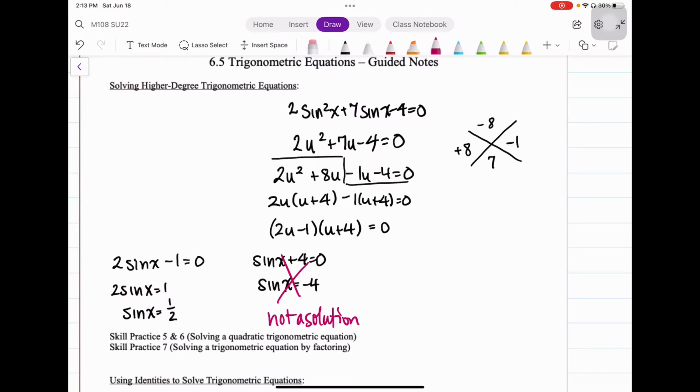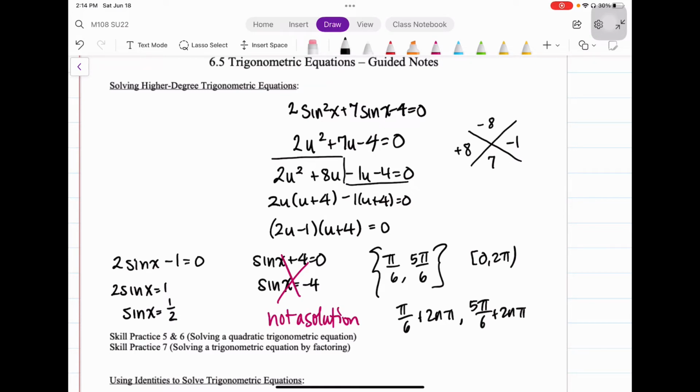But sine equal to 1/2, y equals 1/2 at pi over 6 and 5 pi over 6. So we have pi over 6 and 5 pi over 6 if we're talking about on the interval from 0 to 2 pi, or pi over 6 plus 2n pi and 5 pi over 6 plus 2n pi if we're talking about a general solution.